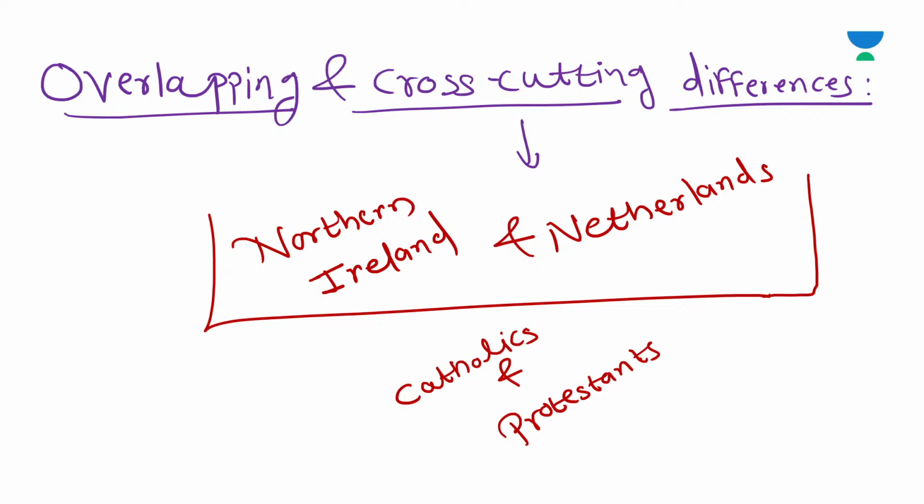Now, social divisions of one kind or another exist in most countries. It does not matter whether the country is small or big. India is a vast country with many communities. So Belgium is a small country with many communities.